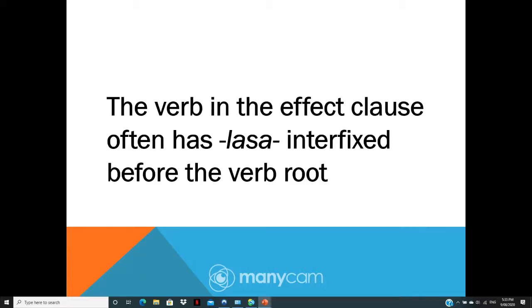Also, before we move on, the verb in the effect clause often has lassa interfixed before the verb root. Okay, this is just a convention. Lassa really means "want to." It's also used in the future, conveying the future. It's really used here because of the hypothetical nature of the proposition in this kind of sentence.